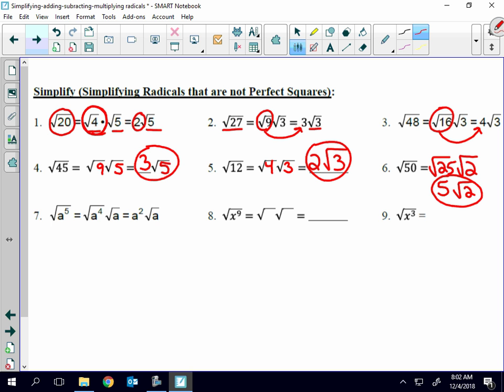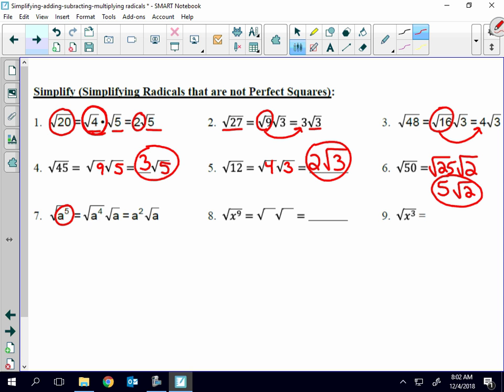All right, now we're going to do some variables. We have the square root of a to the 5th power. So the biggest perfect square factor of this would be, if it's an odd number exponent, just the next exponent below it. Okay, if it's already an even exponent, then it's already a perfect square.